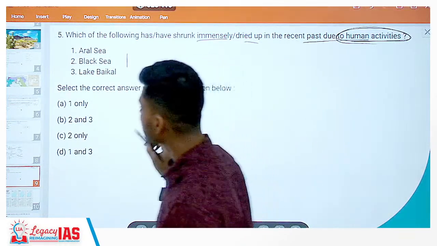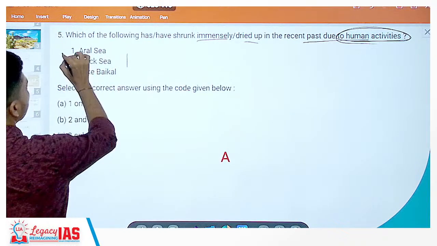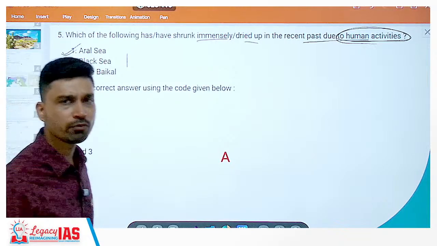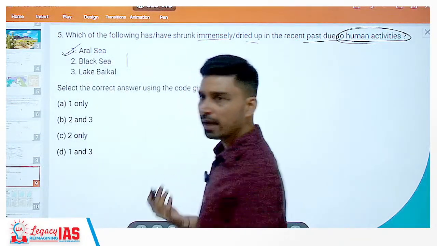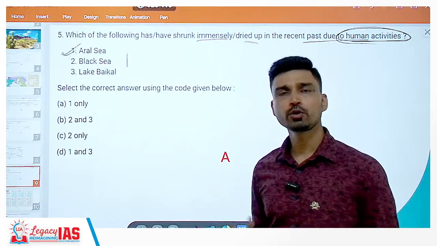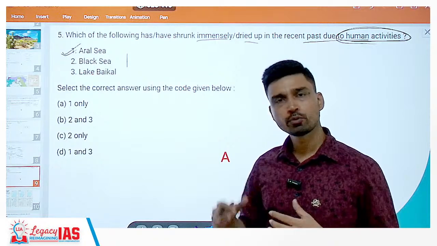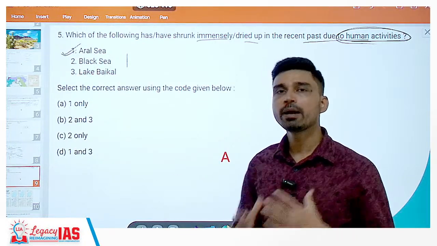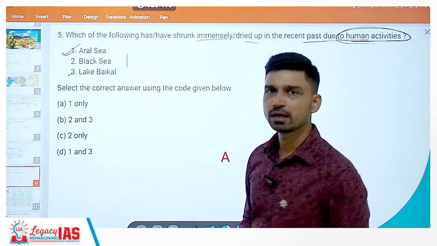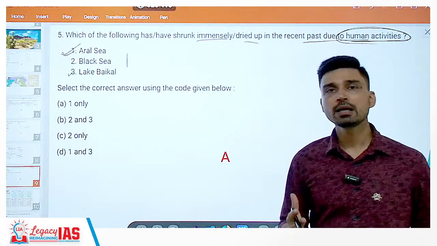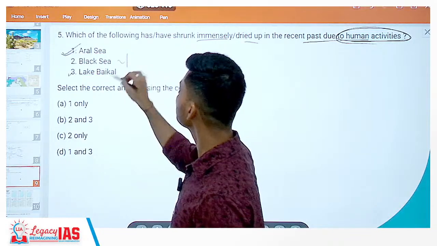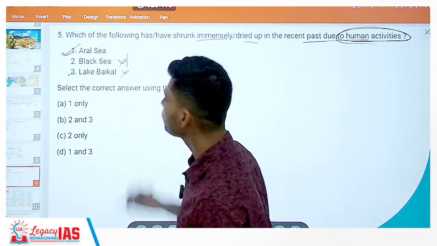Actually, if you look at the options, Aral Sea is the correct option here, because in the Black Sea there are no significant changes in water volume. Similarly, Lake Baikal is situated in the eastern part of Russia, where you have a heavy amount of snow deposition. So whenever snow melts in the summer, Lake Baikal is filled up by the water, and there is no significant change in its volume. Also, you should know Lake Baikal is the deepest freshwater lake on the earth. So no volume change in the Black Sea, and no changes in Lake Baikal.